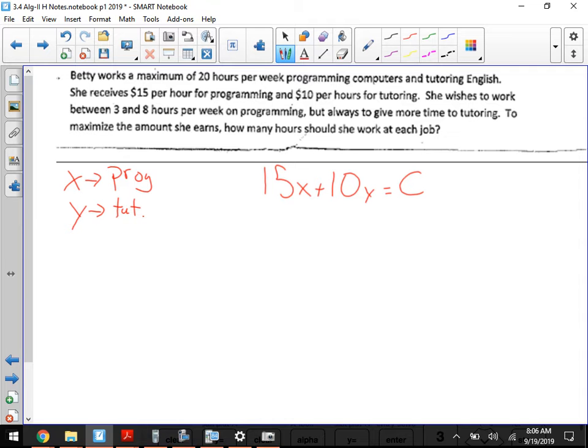Now we start talking about the other bits. She says she wants to work between 3 and 8 hours per week on programming. That is a compound inequality. You want to work between 3 and 8. That's how you write that, between 3 and 8. It's including it. And then it says she wants to give more time to tutoring. So which one of those is tutoring? And it has to be greater than X.